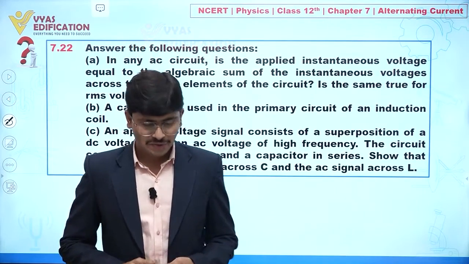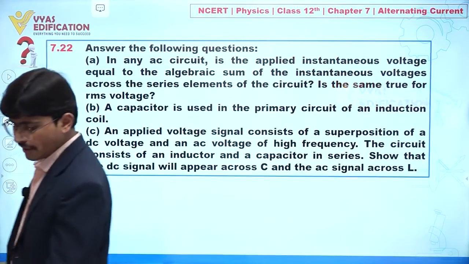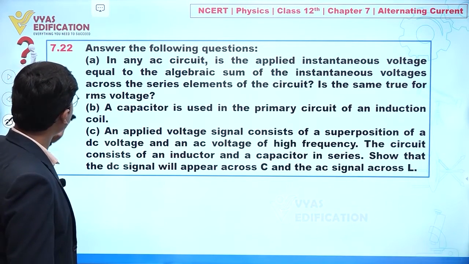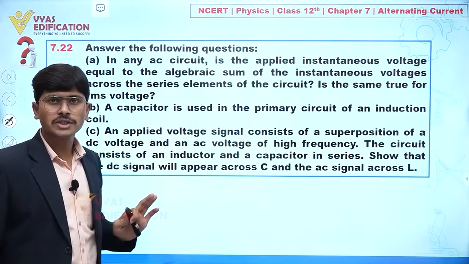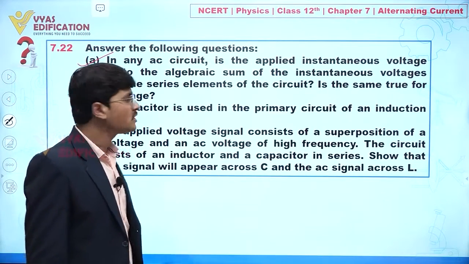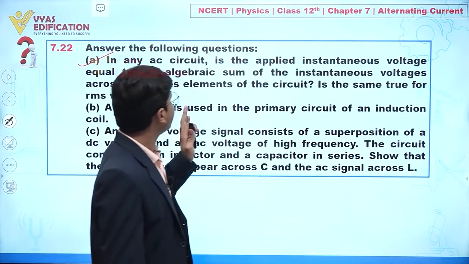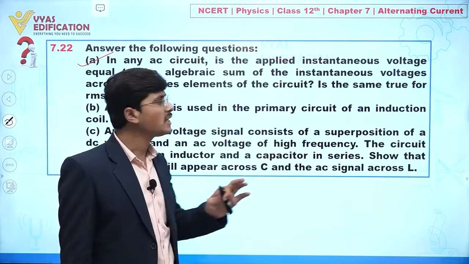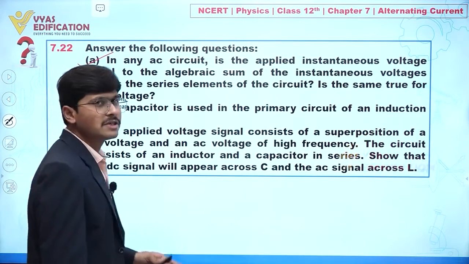So student, now we are going to discuss question number 7.22, clear? In this question we have parts A, B, C, D and E, and we have to answer the following questions, clear? So concentrate. In the first part A, it is given: in any AC circuit, is the applied instantaneous voltage equal to the algebraic sum of instantaneous voltages across the series elements of the circuit? Is the same true for RMS voltage?